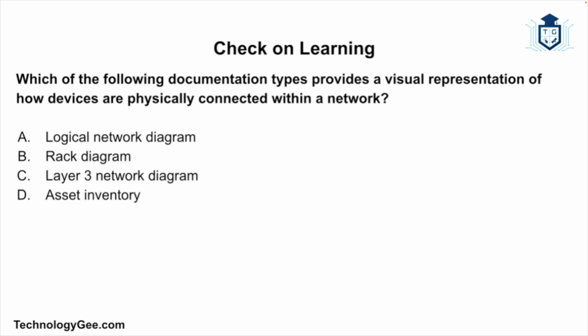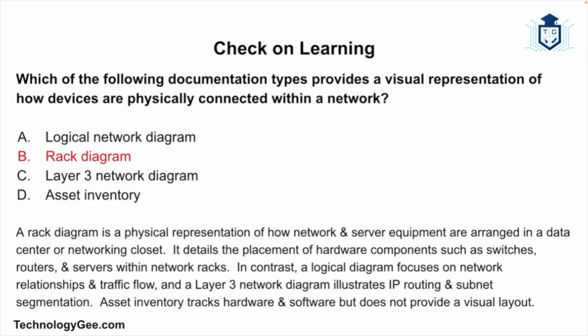All right, now with all of that being said, let's do some check on learning. The first question is, which of the following documentation types provides a visual representation of how devices are physically connected within a network? Is this a logical network diagram, a rack diagram, a layer 3 network diagram, or an asset inventory? And the correct answer is a rack diagram.